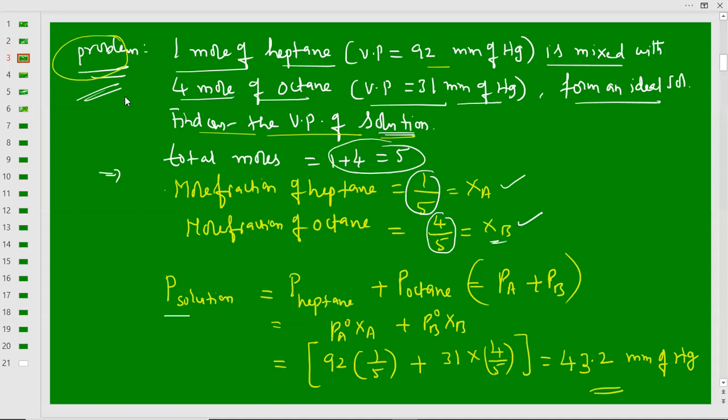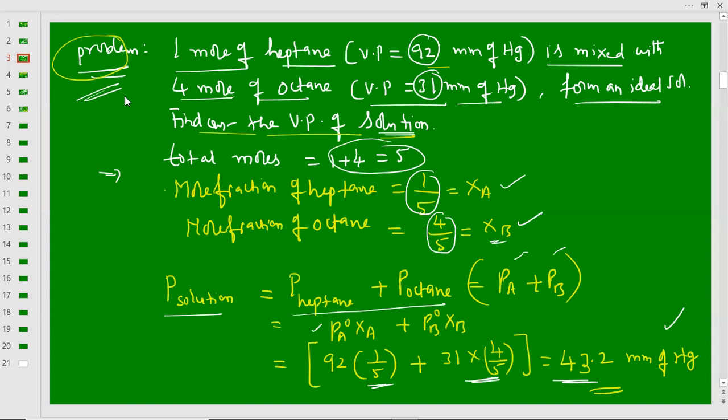Now, what is the total vapor pressure of the solution? That is equal to vapor pressure of heptane plus octane, assuming PA plus PB. If you apply Raoult's law, PA naught into XA plus PB naught into XB. PA naught for heptane given in the problem is 92 into 1 by 5, and PB naught value for octane is given as 31 into 4 by 5. After the total simplification, we got 43.2 millimeter of Hg. This is the total vapor pressure of the solution. Okay, understand?